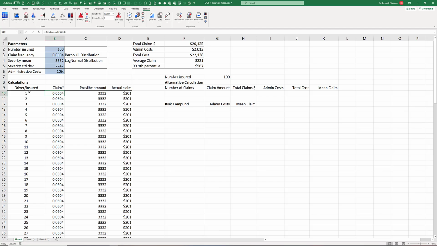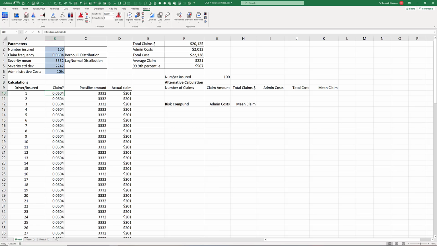So if you have to simulate each individual driver separately, so you'll have a million rows, then it's going to take forever for @RISK to set up. Not to mention that your spreadsheet is going to be so large. So there must be a different way of doing this. And that's this alternative calculation. There is a little problem with the alternative calculation. We will get to that in just a minute.